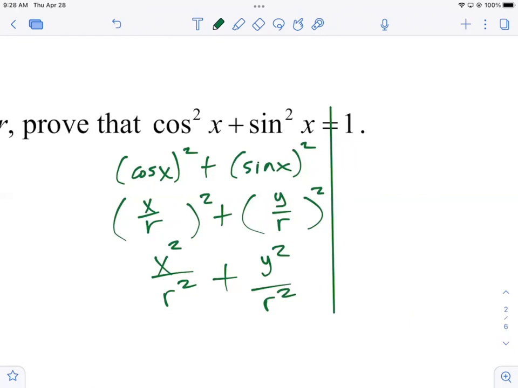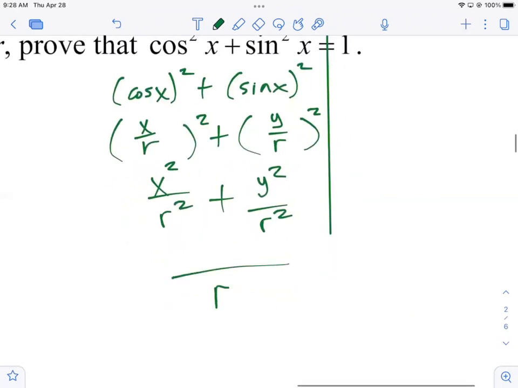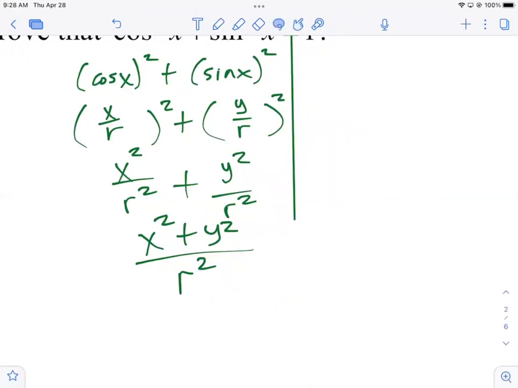Well, do I already have a common denominator? Yeah, so that was convenient. So now I can say it's all over r squared, and the top is x squared plus y squared. And now what do I do?